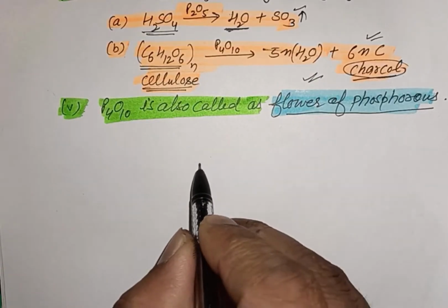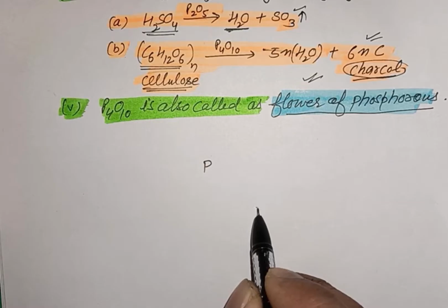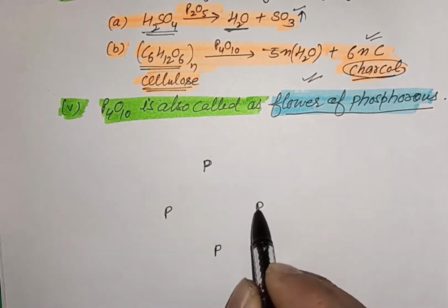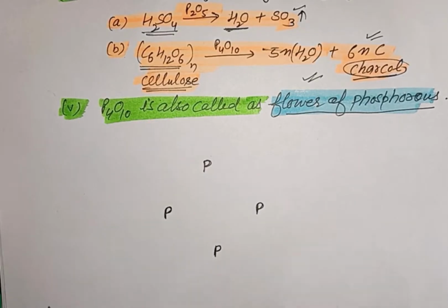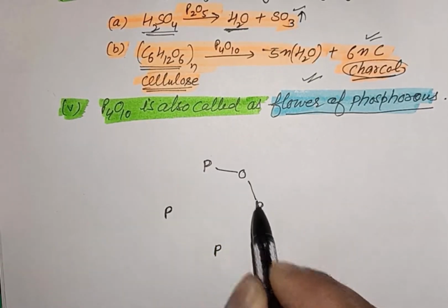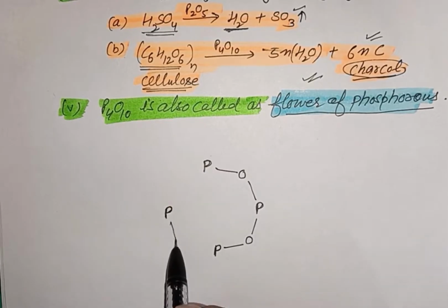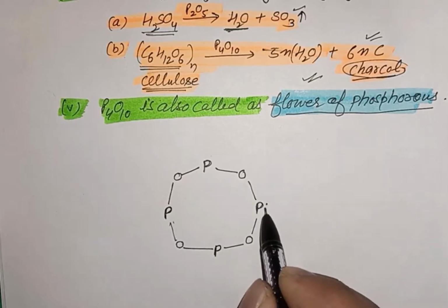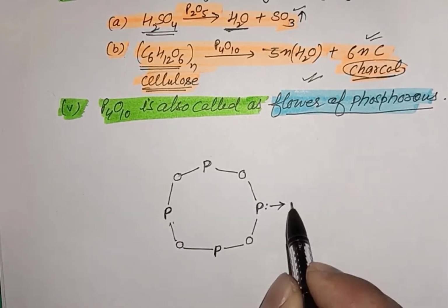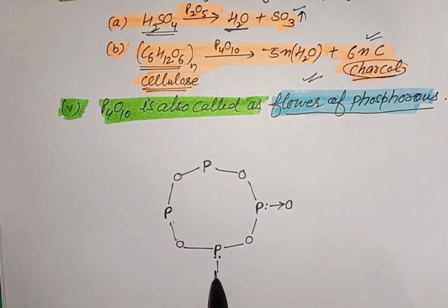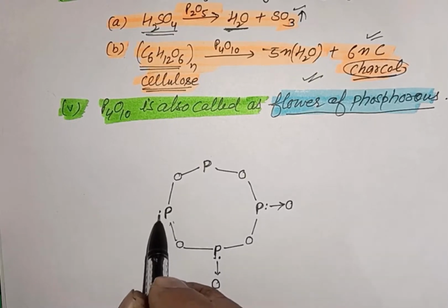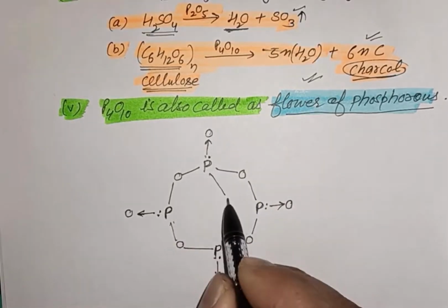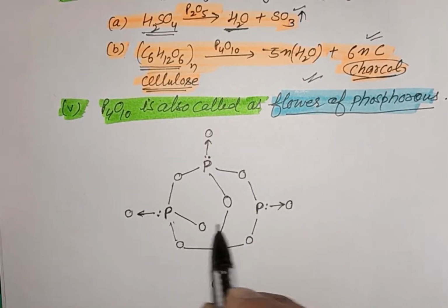So in the structure we have 4 phosphorus atoms at the corners of a tetrahedron, in a similar way to the structures of P4O6 and P4O8. Each phosphorus atom is joined to the others by an oxygen bridge or phosphorus-oxygen-phosphorus bond, and each phosphorus atom forms a coordinate bond with an oxygen atom. So because of the shape of its structure, it is also called the flower of phosphorus.